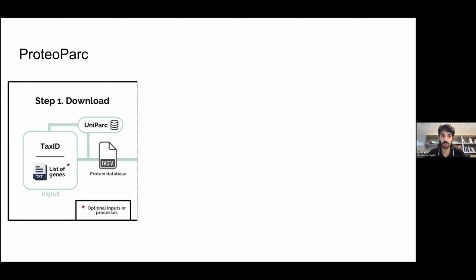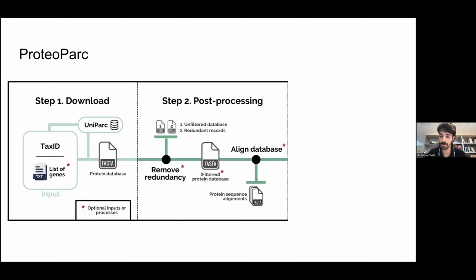So then the pipeline will try to download from UniParc, which is an archive that includes proteins from RefSeq, UniProt, Ensembl, like the most commonly used protein sequence repositories. So the pipeline will download proteins from there under this combination of species and genes.